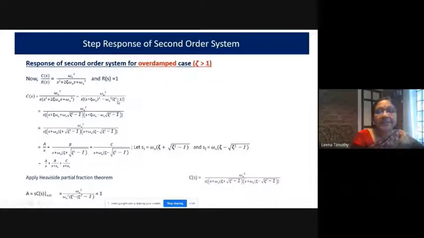Here, in the overdamped case, theta is greater than 1, therefore theta square minus 1. And for the underdamped case, it was 1 minus theta square. Since it is the overdamped case, theta is greater than 1, so we have to take omega n square into theta square minus 1.